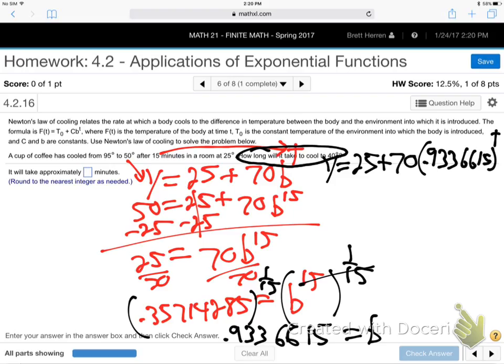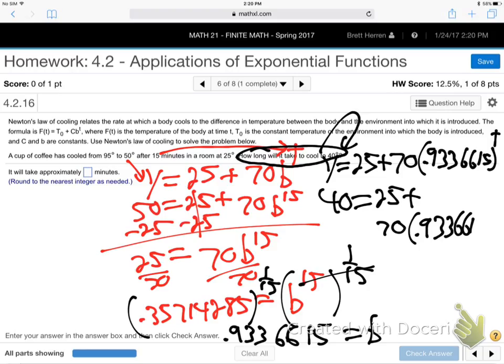Now you've got to be clear, where does that 40 go? What letter is that? It's a temperature, which we decided was Y, because they said up here the function is the temperature. Y is always the function. So the temperature is 40, so I put the 40 right there. They're saying 40 is 25 plus 70 times 0.9336615 to the t. How am I going to solve that?